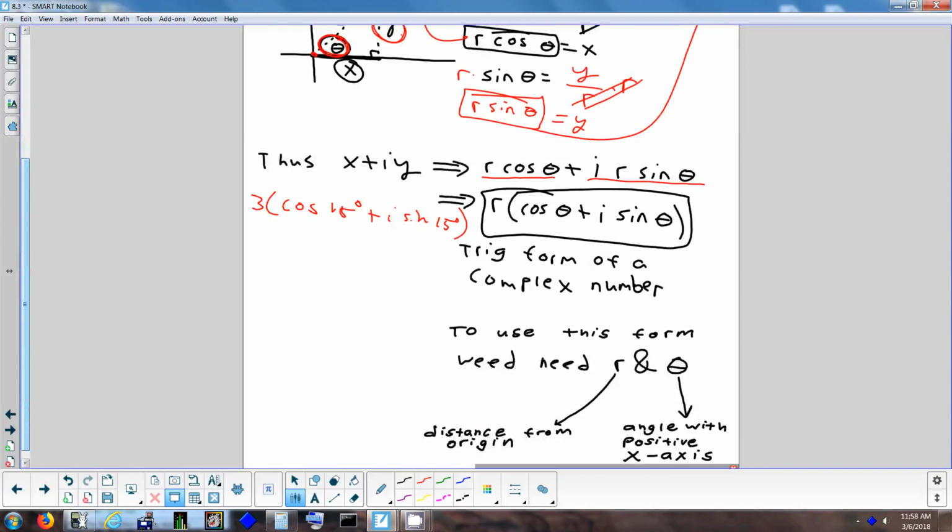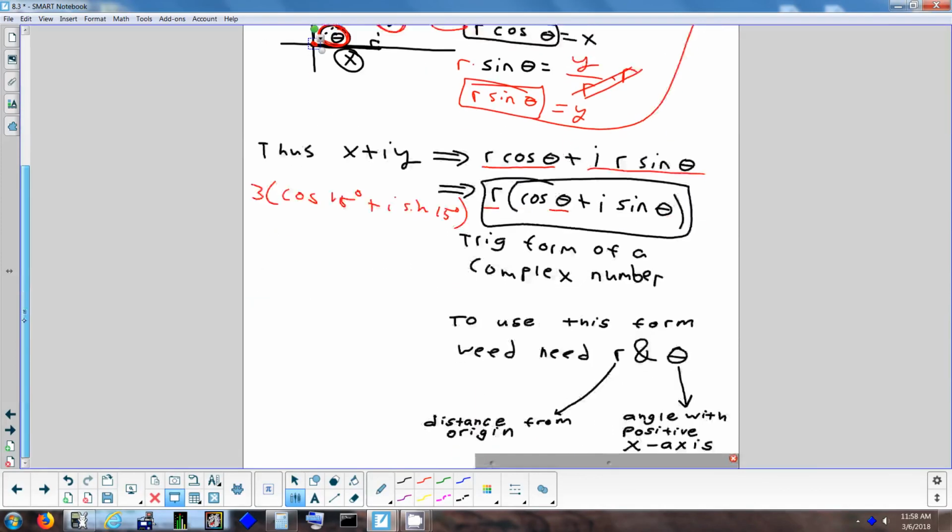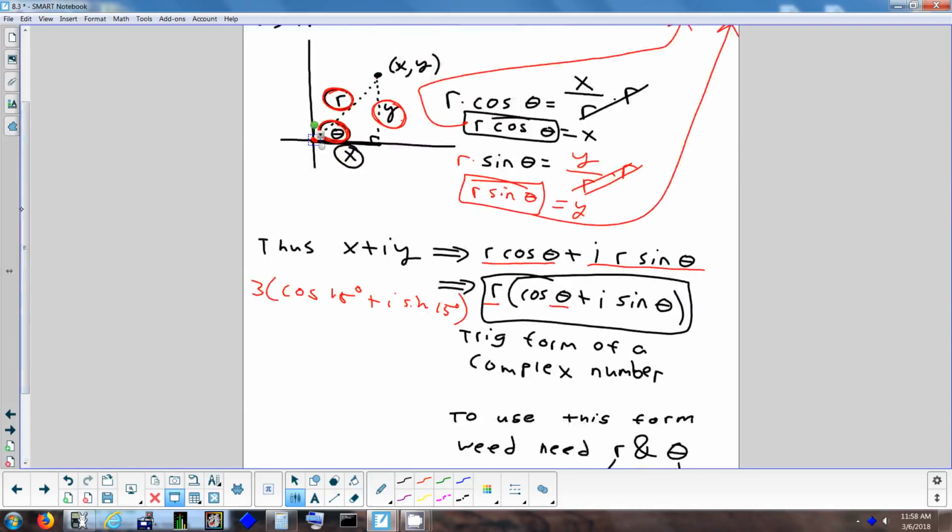Okay, so to use that formula, you need to know two things. R and theta. Well, what's R? I tried to show you in this picture. R is the distance from the point to the origin. It's like the absolute value. That's what R is. It's the distance from the origin. It's the absolute value. You already know how to find that. Theta is the angle right there. It's the angle with the positive x-axis.